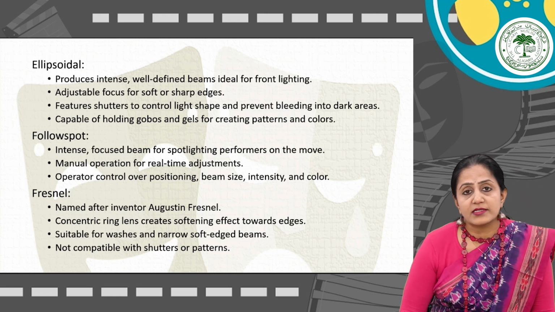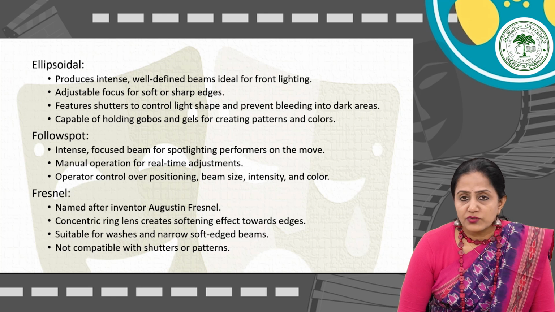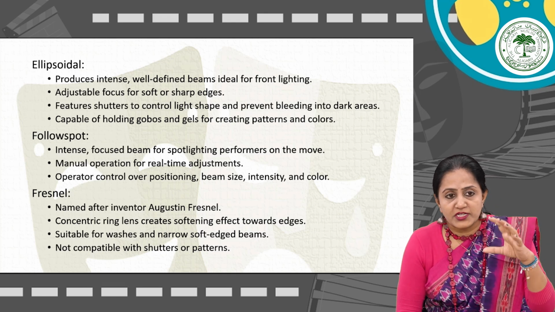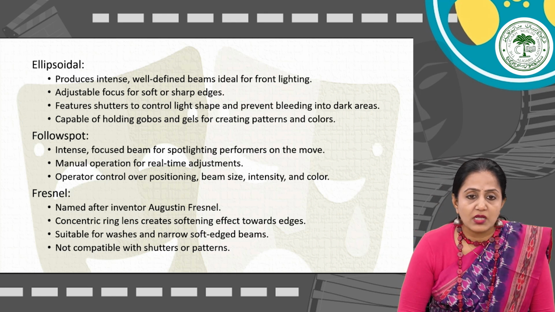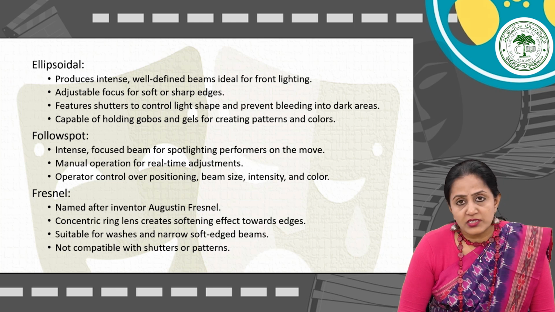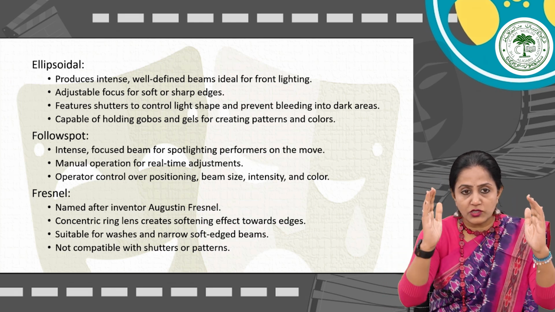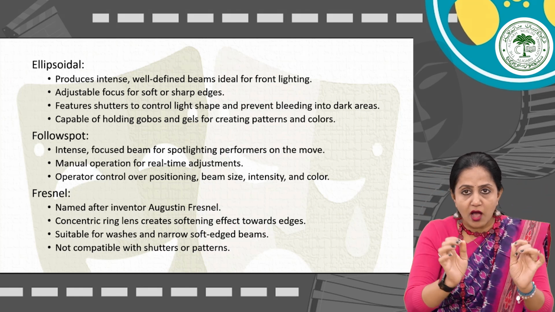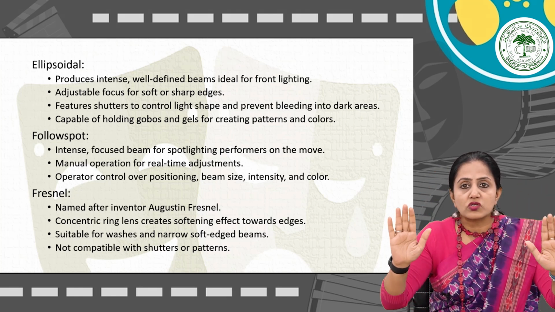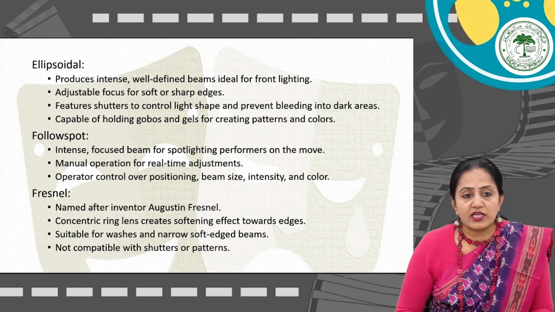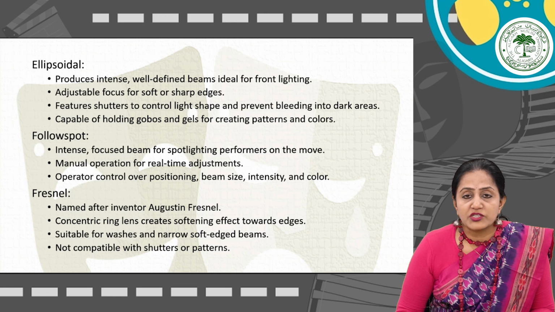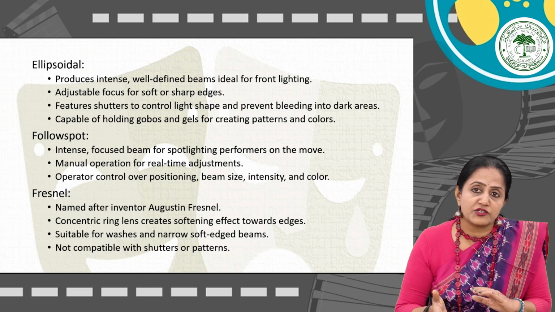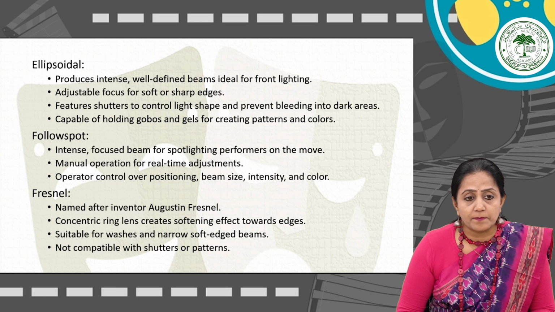So ellipsoidal lights are those lights. As you can see from the word ellipsoidal, it indicates that these are well-defined beams and they are for front lighting. And you can adjust the edge of the light when you want to make it sharp or when you want to make it a soft edge. You can adjust it with the help of the shutters, and it can also hold gobos and gels in order to change the colors and the shape of the light that you are projecting.